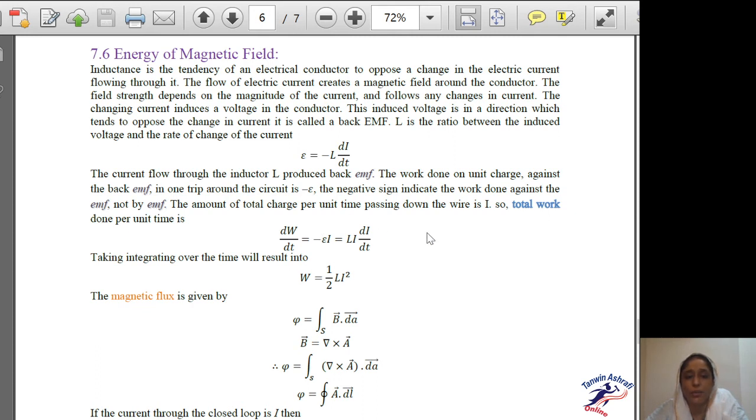Integrating over time on both sides, we get W equal to 1 by 2 L I square. The magnetic flux is given by phi equal to the integration over a surface of B dot dA. B is what we know as del cross the magnetic potential A. If we substitute that value for B, we have the flux equal to the integration of del cross A dot the area dA.